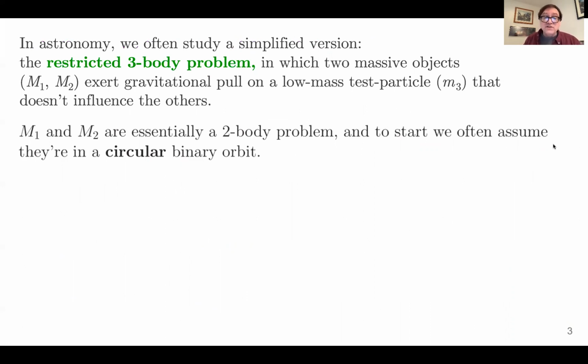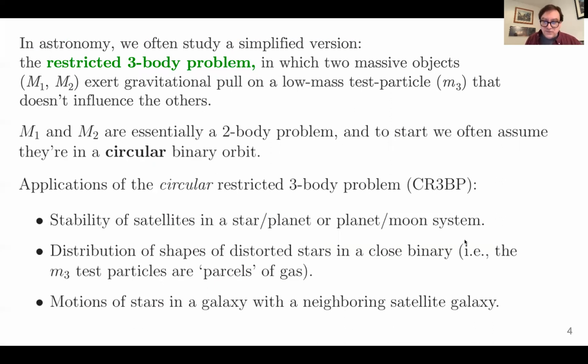So solving the problem of M1 and M2 goes back to the two-body problem. And we can simplify it even more by going from the restricted three-body problem to the circular restricted three-body problem. Sometimes you do see a weird acronym for it. But that simplifies a lot of things and makes it a much more mathematically tractable problem, but is also applicable in lots of situations in astronomy and planetary science and space exploration.